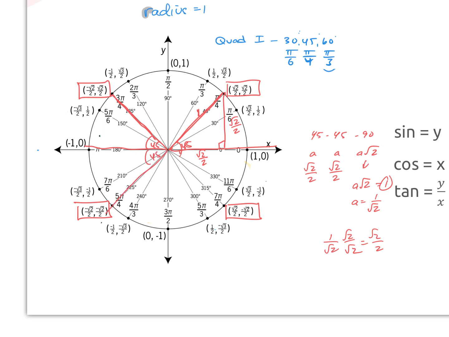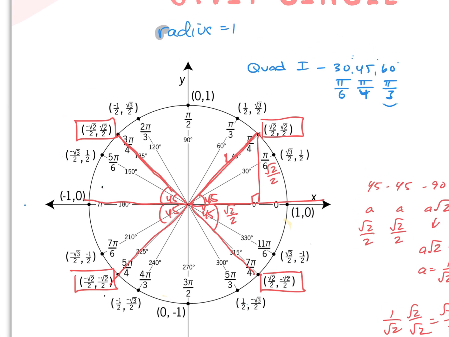This one here is 45, and then this one here is also 45. And so we're constantly looking at those reference angles. Remember, the reference angle is the ending angle in quadrant 1. In quadrant 2, 180 minus the reference angle equals the angle you're looking for. Or in terms of radians, it's pi minus the reference angle.